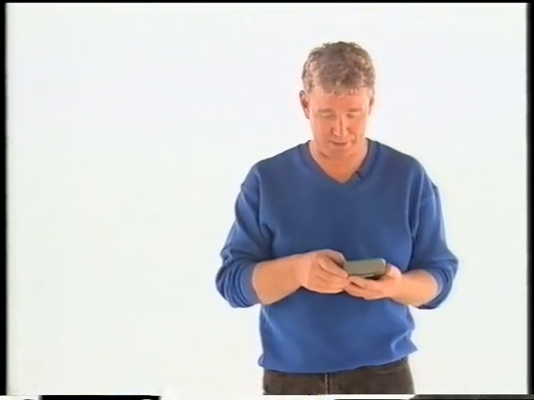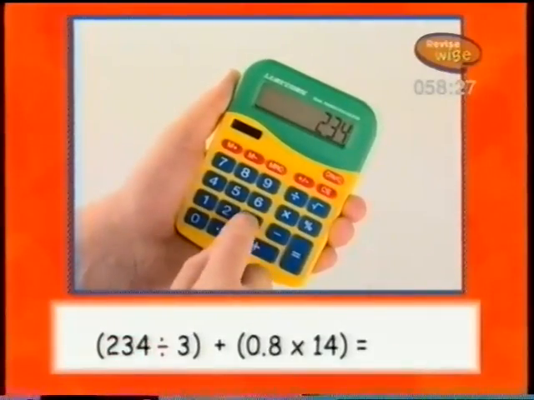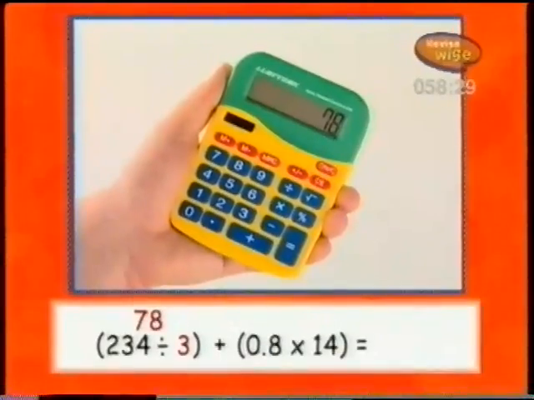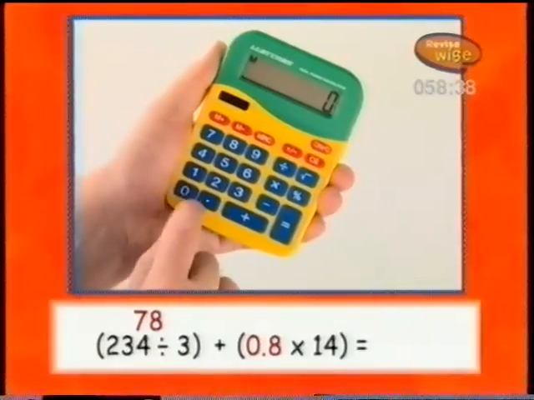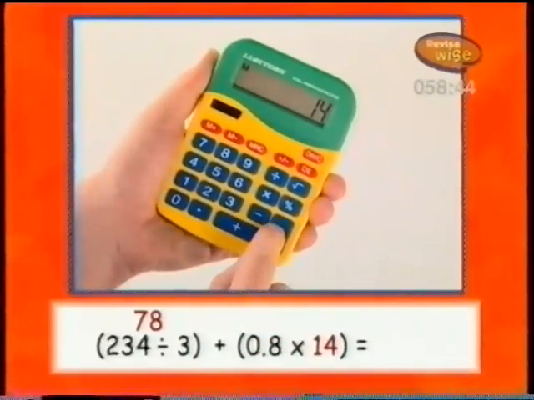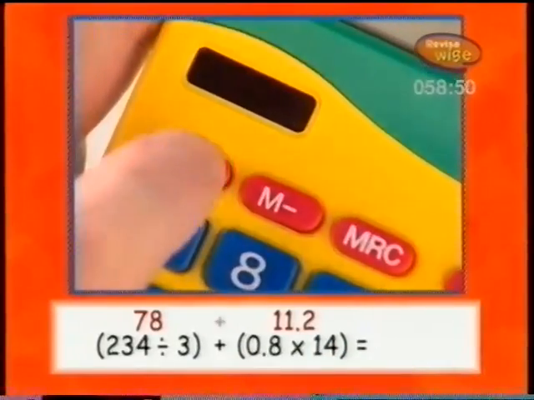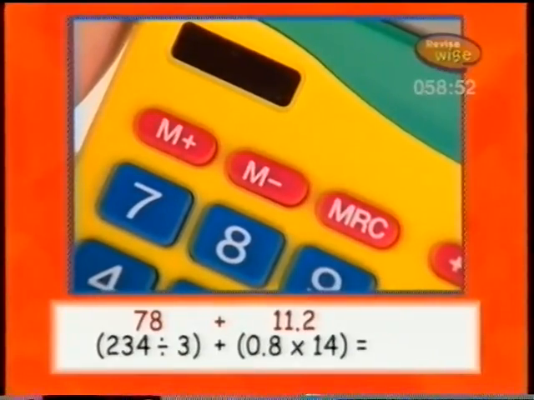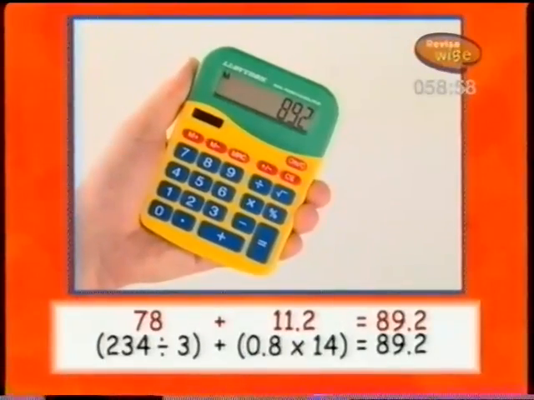Clear the calculator first and work out the first bracket. 234 divided by 3 equals 78. Press M+ to put this number in the memory. Now let's do the second bracket. 0.8 times 14 equals 11.2. Now press M+ again to add this to our first number in the memory. And press MRC to recall what's in the memory. And the answer is 89.2.